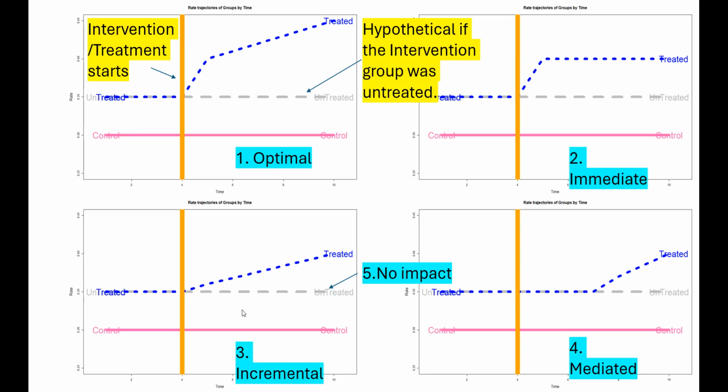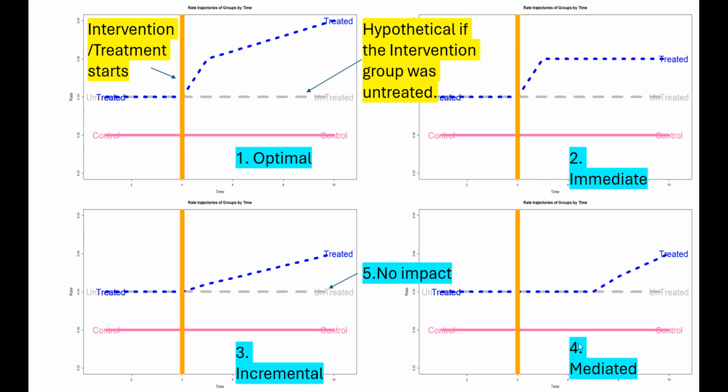And so on the bottom left, we have what's called an incremental impact. So that would indicate that the increment was small. It may not be significant, but we do see that improvement continues, and then within a certain time frame we do have a significant difference. So there is an improvement. It just takes longer.